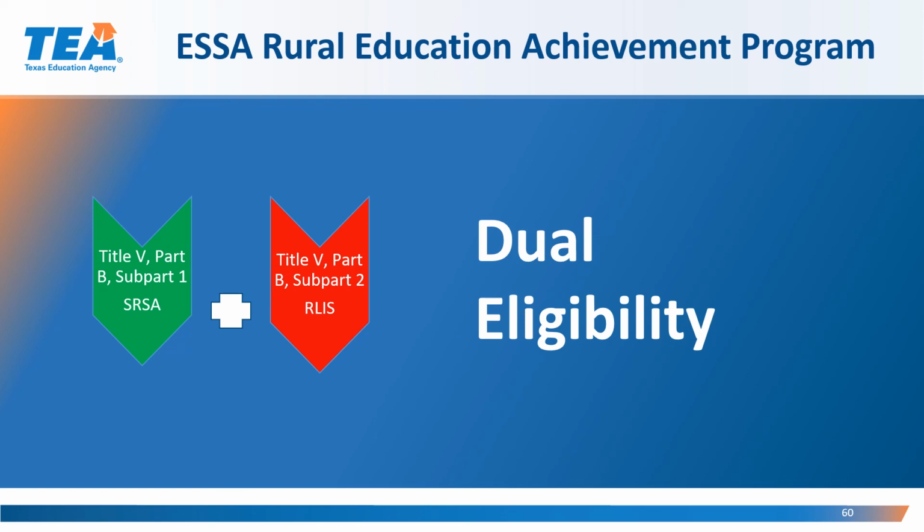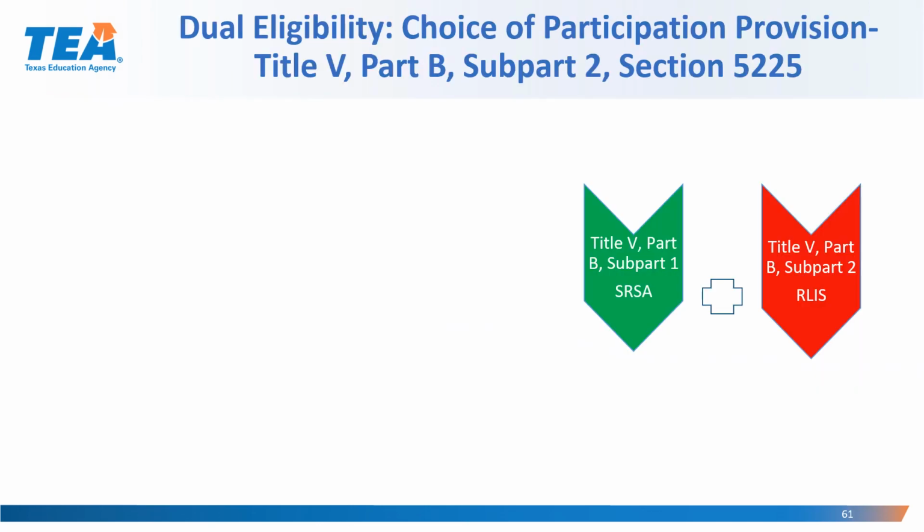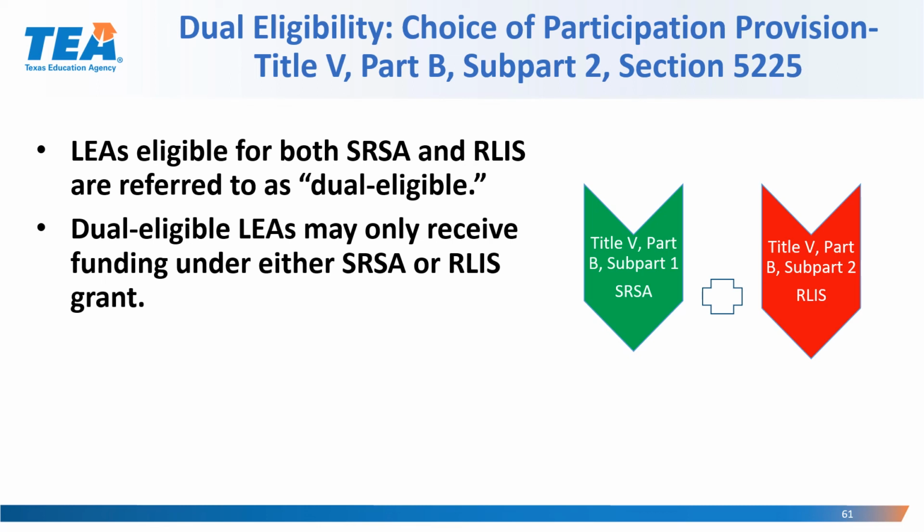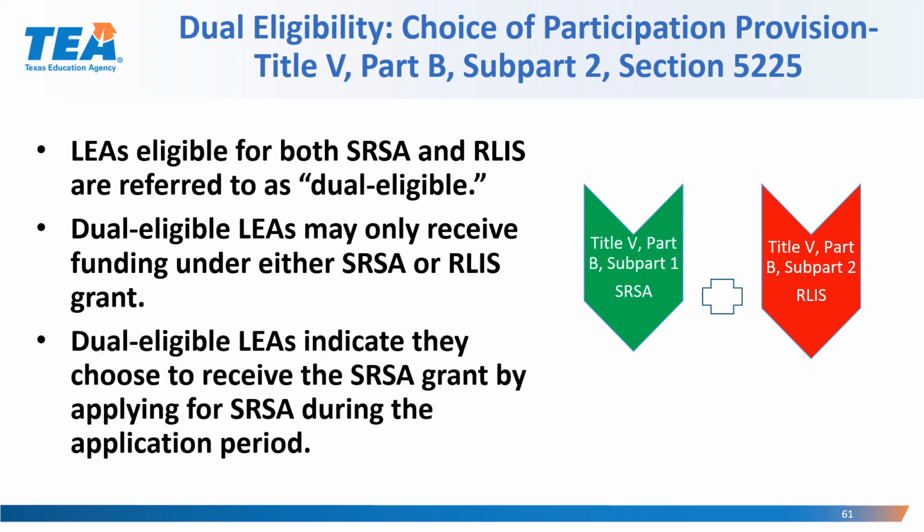Dual eligibility. Dual eligibility. Choice of participation provisions. Title V, Part B, Subpart 2, Section 5225. LEAs eligible for both SRSA and RLIS are referred to as dual eligible. Dual eligible LEAs may only receive funding under either SRSA or RLIS grant. Dual eligible LEAs indicate they choose to receive the SRSA grant by applying for SRSA during the application period.